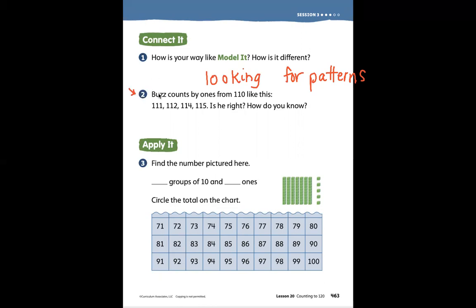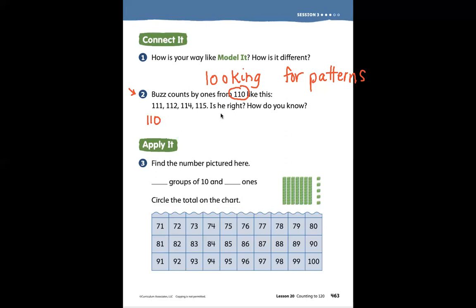Problem number 2 says, Buzz counts by ones from 110, like this. He says 111, 112, 114, 115. Is he right? How do you know? So he started at 110.